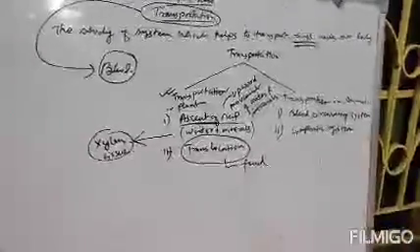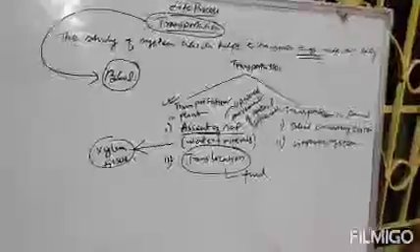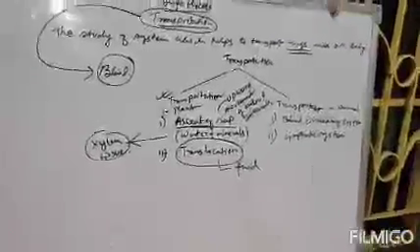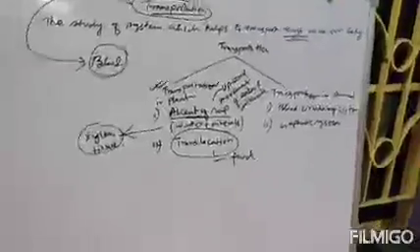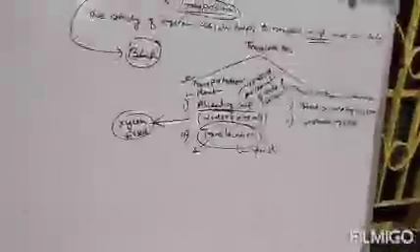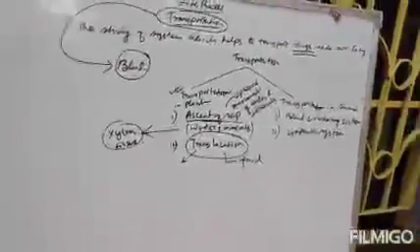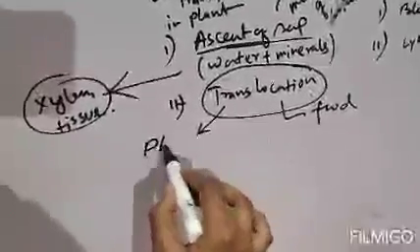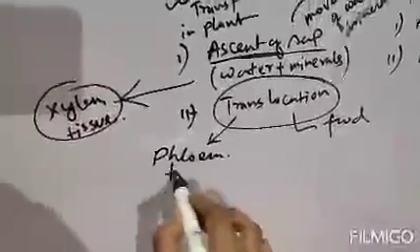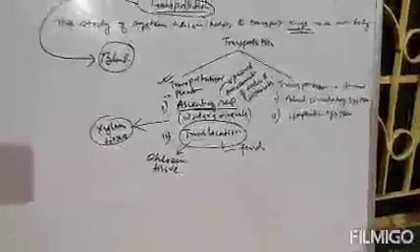The system by which food is transported from leaves to different parts of the plant is known as translocation. Like xylem tissue, there is also a special tissue related to translocation, that is, transport of food. Clear? The tissue is known as phloem. So this is transportation in plant.